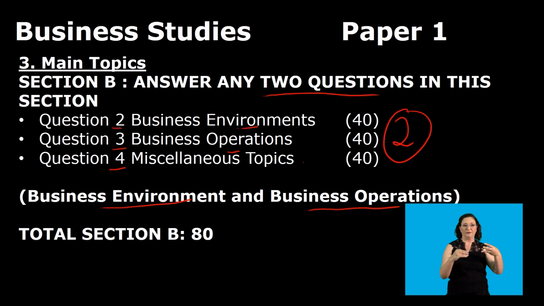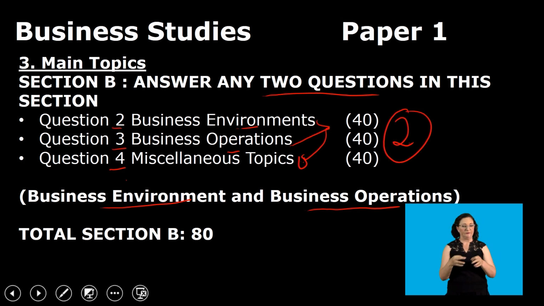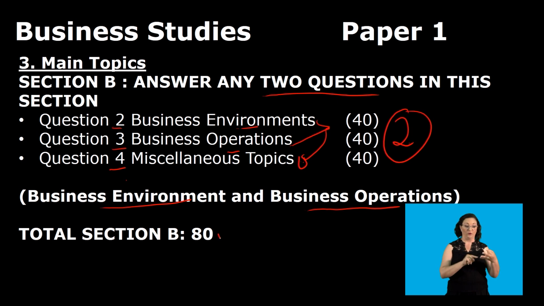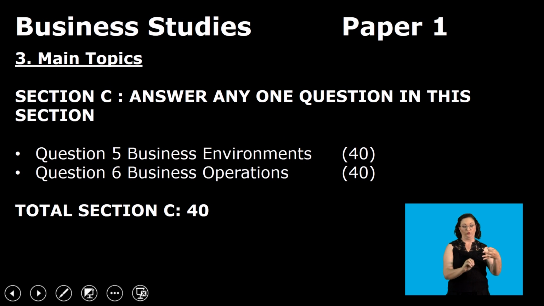So miscellaneous includes both these questions. They come here. However, these questions are the ones that will not be asked in question 2 and question 3. I will elaborate further as we go on. So don't forget, total for Section B is 80 marks. So it's 40 and 40 for your 2 questions that you've chosen.